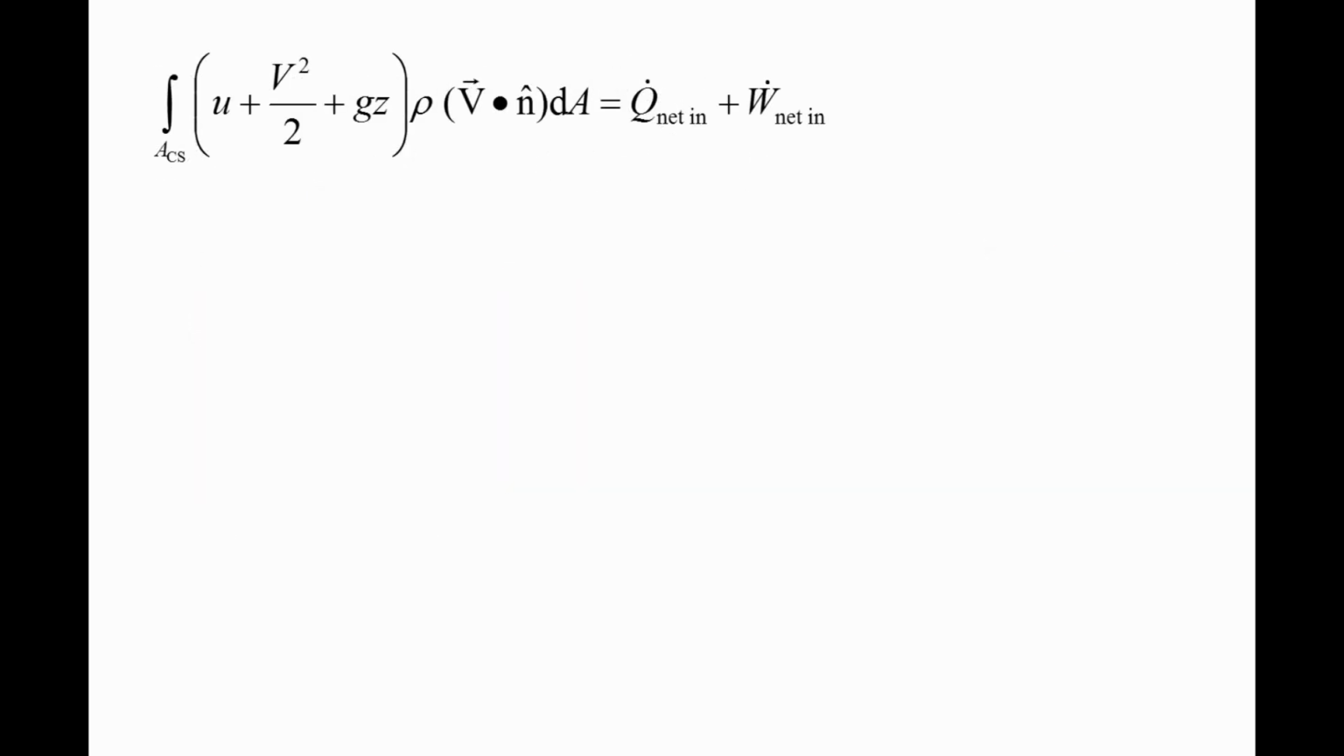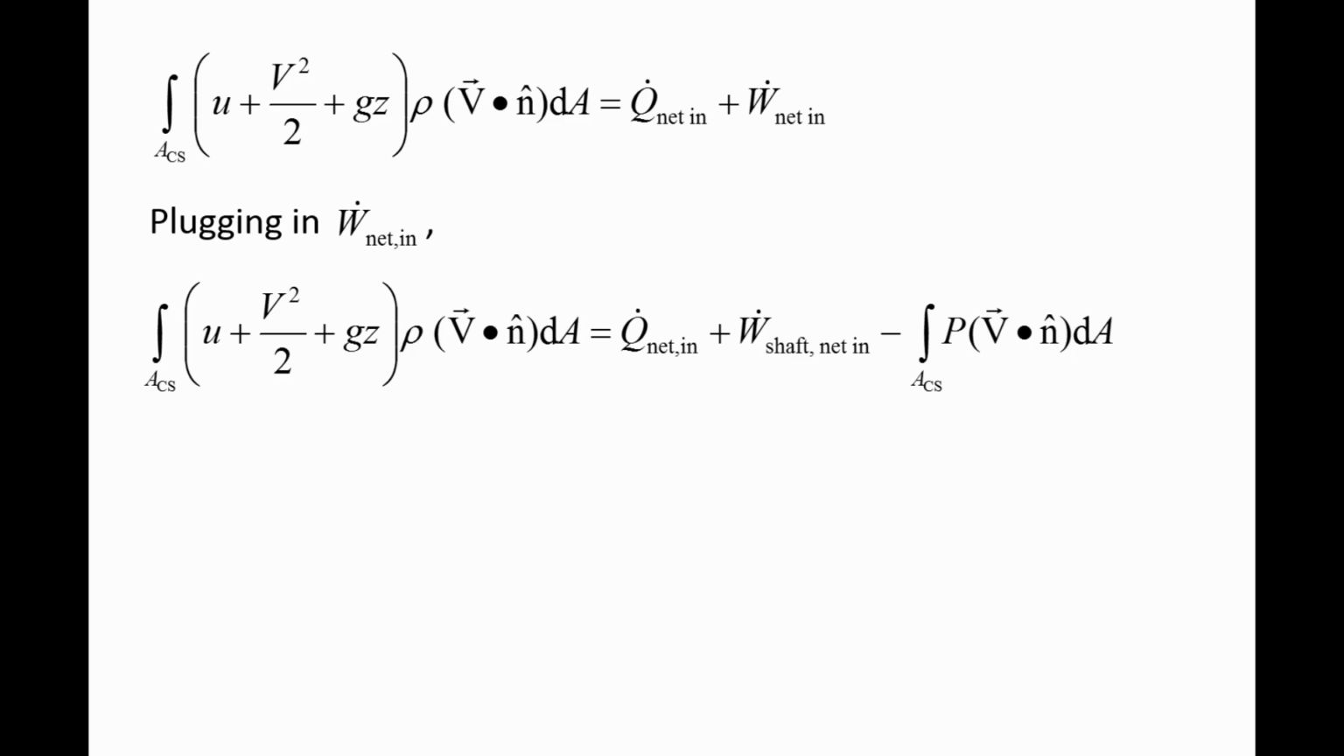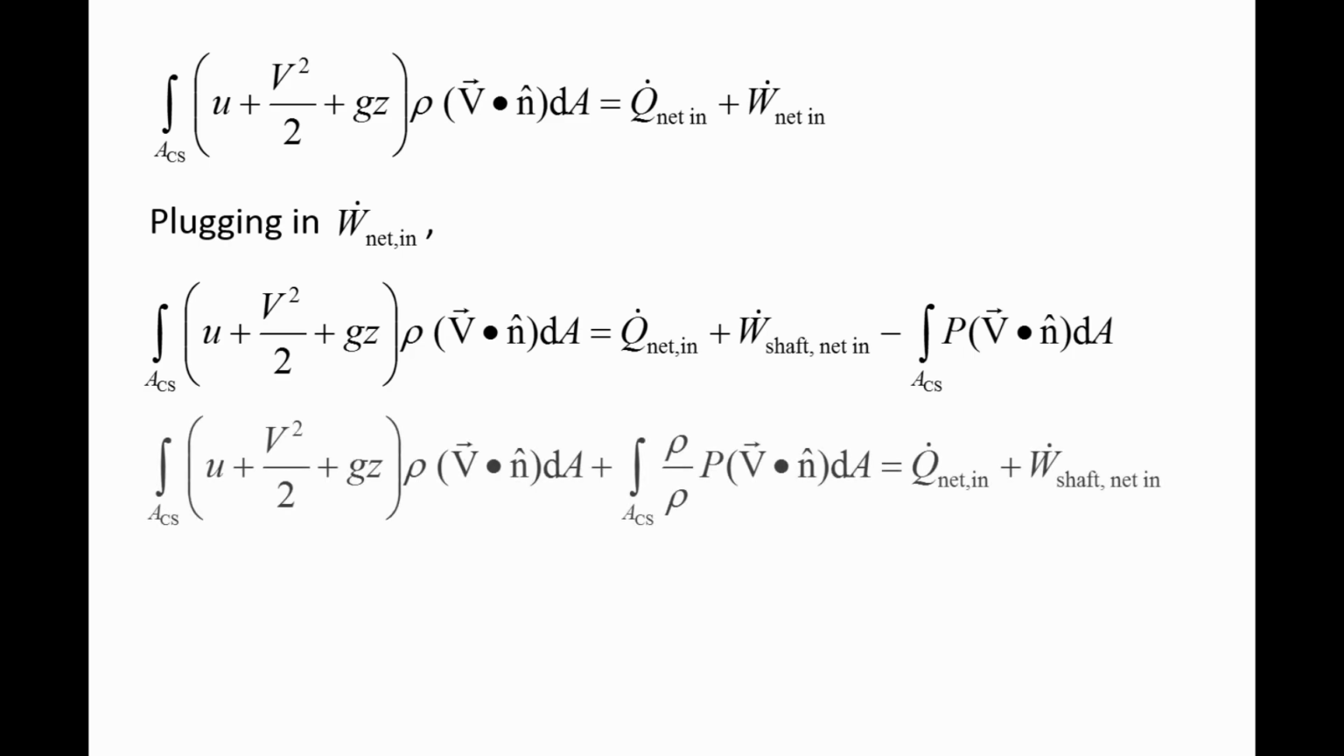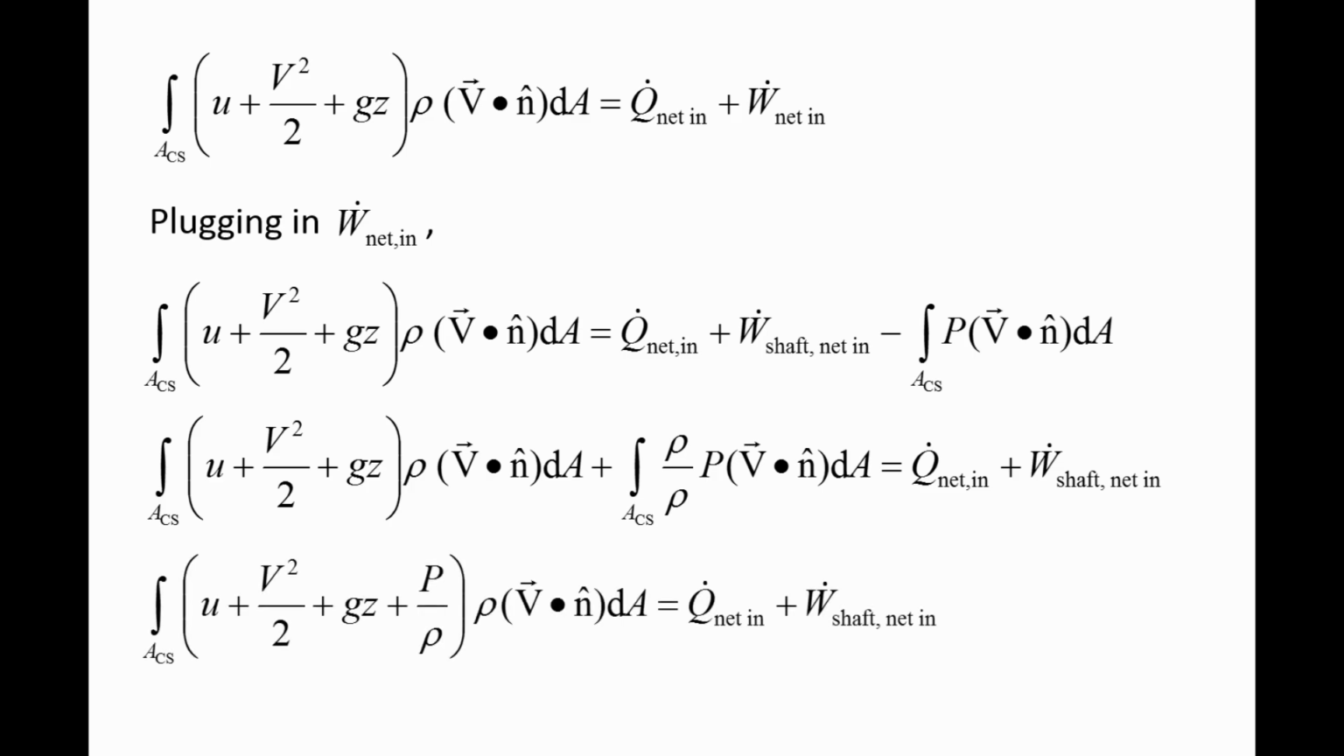Returning to the conservation of energy equation, we plug in the expression for W net in dot, then move the integral containing pressure to the left side of the equation and multiply and divide pressure by density rho. Since both integrals on the left side of the equation have the same limits of integration, that is the entire control surface, we can combine them into a single integral.